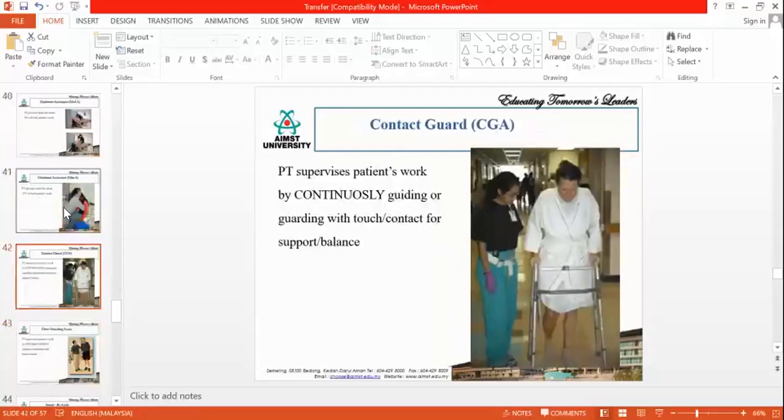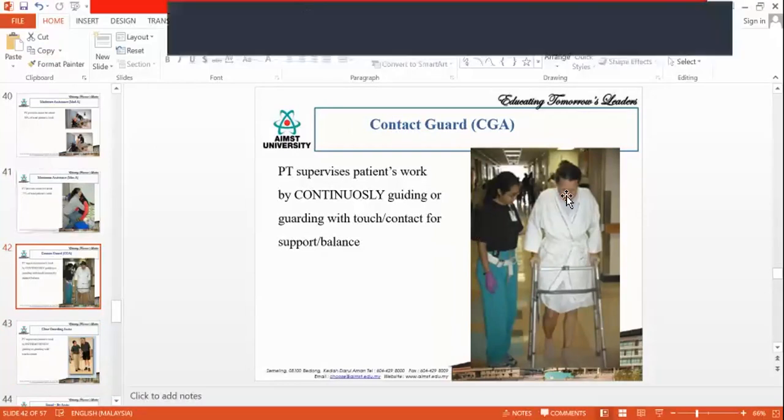There are a few more types of transfer. Generally, we saw it as therapist supervised, isn't it? So this is one of them, the contact guard, therapist supervised. Here, what you do is you just keep your hand as a guiding support. You just touch the patient with your hand, you don't do anything. So that is called guiding. That is called contact guard.